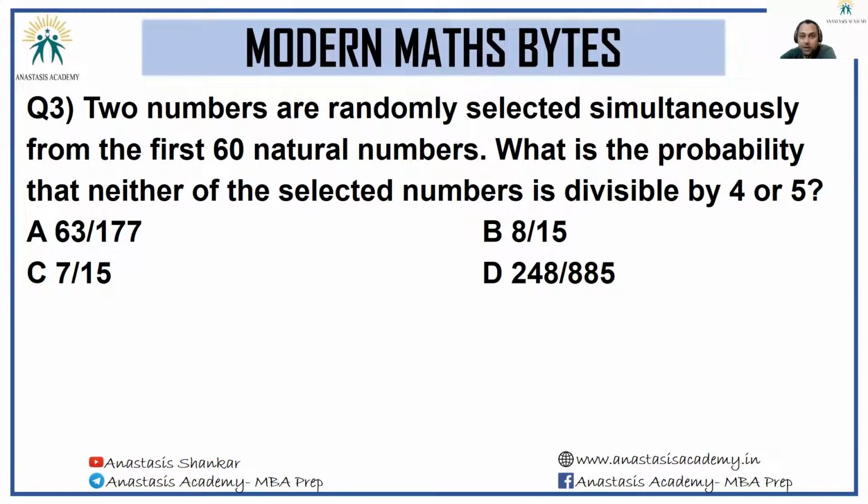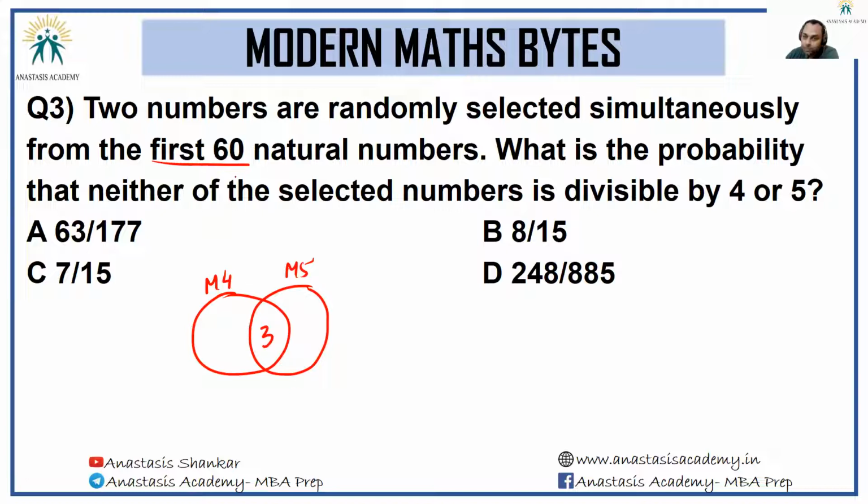Next, 2 numbers are randomly selected simultaneously from the first 60 natural numbers. What is the probability that neither of the selected numbers is divisible by 4 or 5? Okay. First, let me find out the probability that it is divisible by 4 or 5. For that, I will need the help of set theory. Multiple of 4 and multiple of 5. We are only considering the first 60 natural numbers. The intersection is going to be multiples of 20. In the first 60 natural numbers, there are 3 multiples of 20.